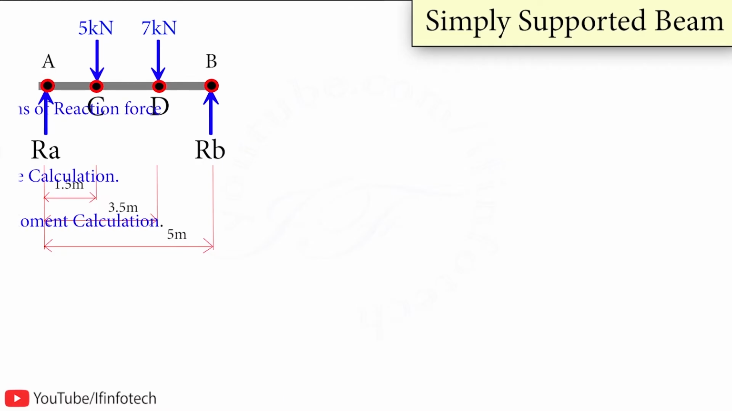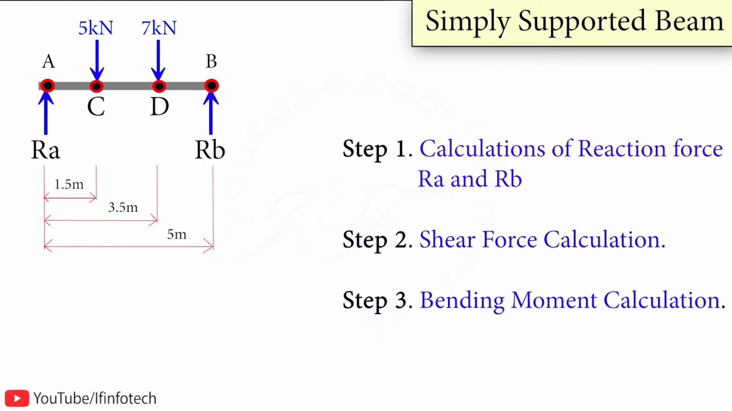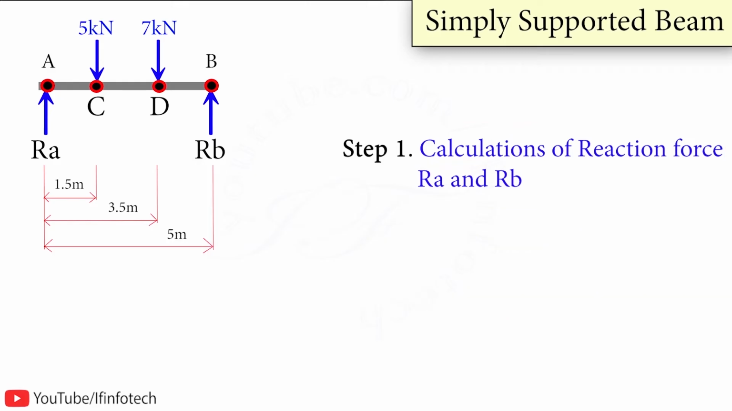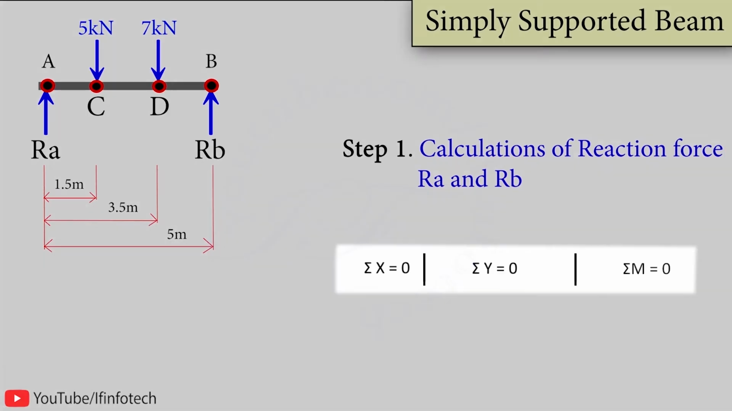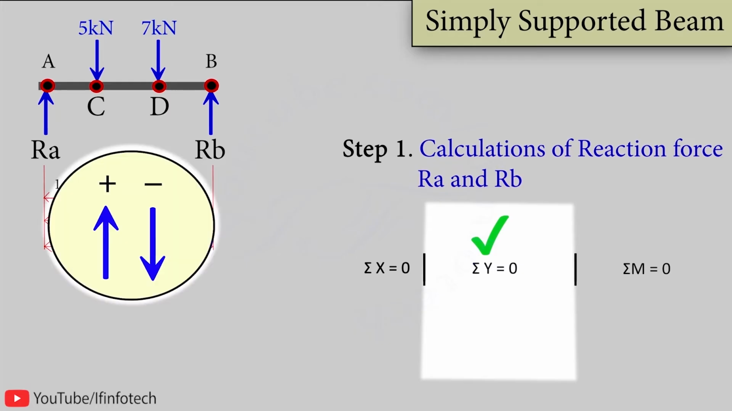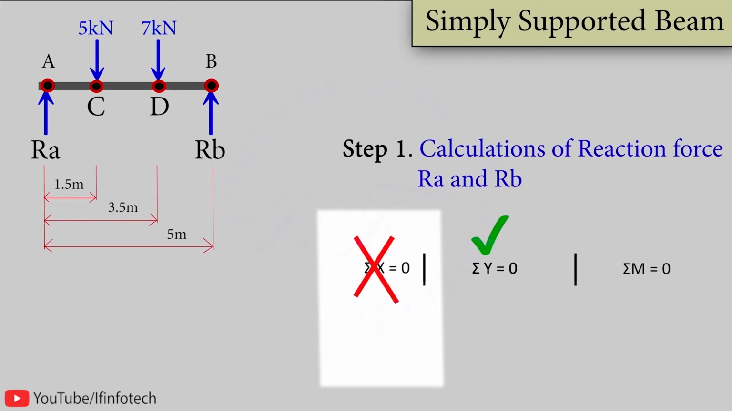Now this type of problem we are going to solve in 3 steps. The first step will be to calculate values of support reaction. While calculating the support reactions, I use conditions of equilibrium, and the first condition is summation Fy is equal to 0, that is summation of all vertical forces is 0, where upward forces are treated as positive and downward forces as negative. Here I am not using summation Fx is equal to 0 because there are no horizontal forces acting on this beam.